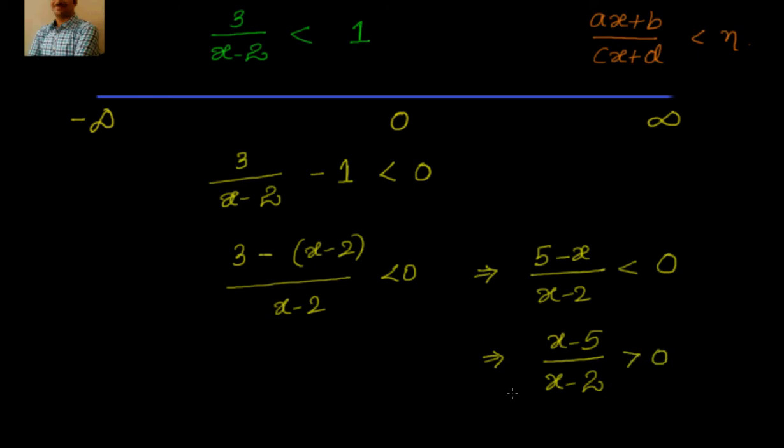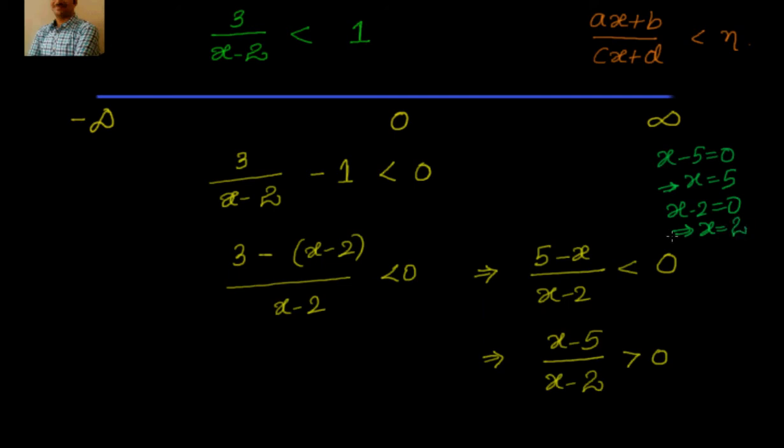Now there are two ways you can solve after this for the solution. First, you should equate your numerator and denominator to 0 and find out the values of x, because those are the critical points which are going to decide the solution set of this linear inequation. Now x minus 5 equal to 0 gives me x equal to 5. Similarly, x minus 2 equal to 0 gives me x equal to 2.